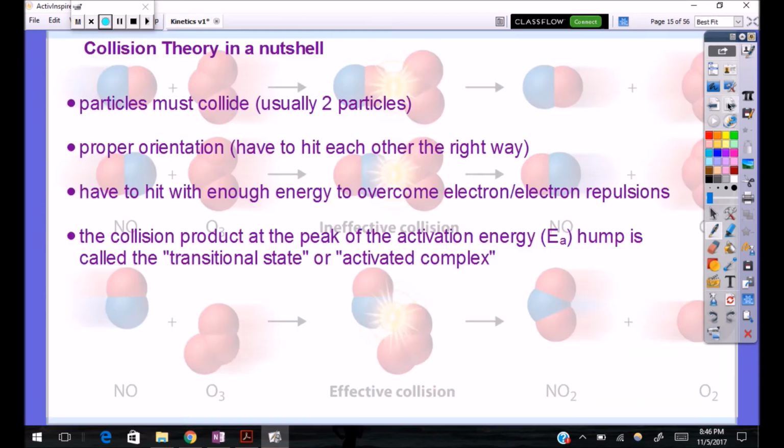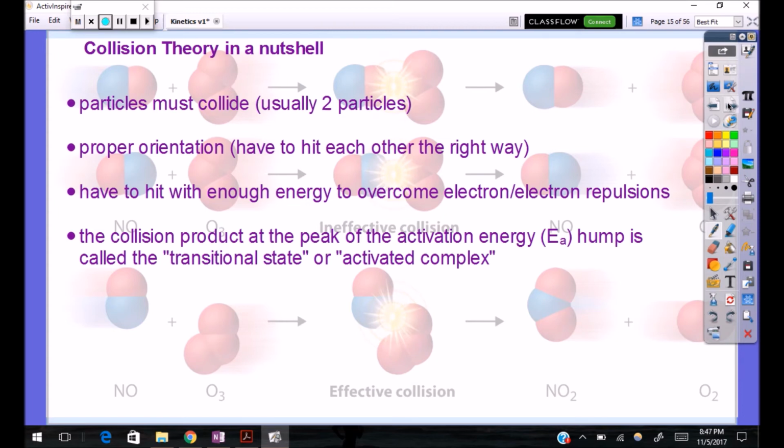So, collision theory in a nutshell. With kinetics, we can have situations where it's just one particle. We also can have situations where we have three particles, although it's very rare that three things collide at one time. So when we're talking about collision theory, we're usually looking at two particles.